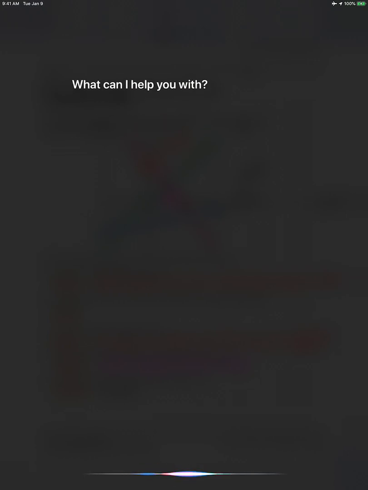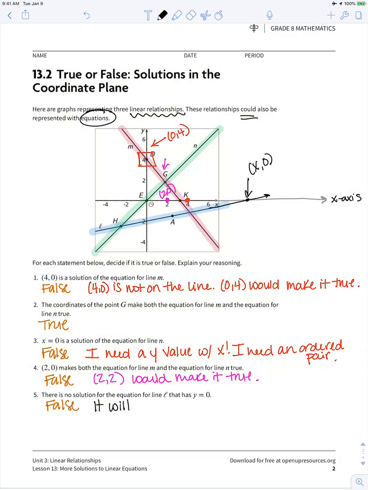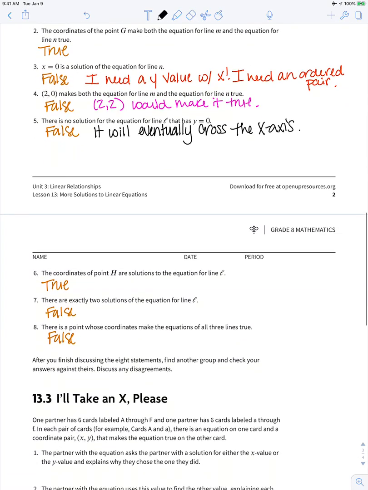Oh no! Siri, you could just get through this video. That'd be great. It will eventually cross the x-axis. We just don't see it. Okay? How am I doing on time? Oh, I'm a little bit past how I wanted to go. It's all good. All right.